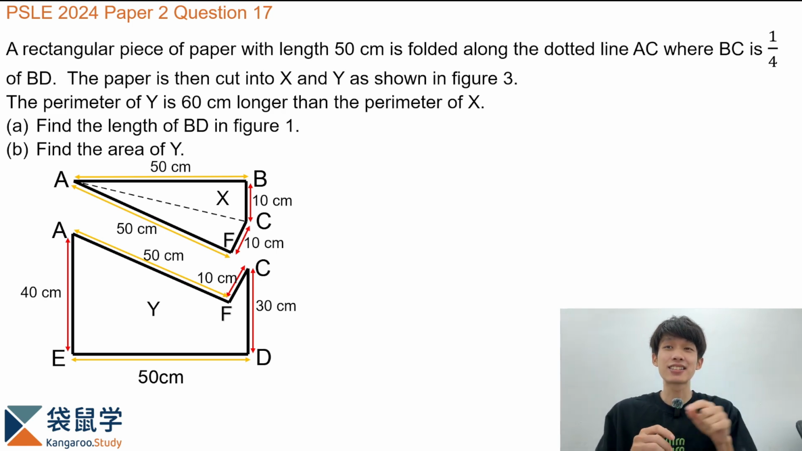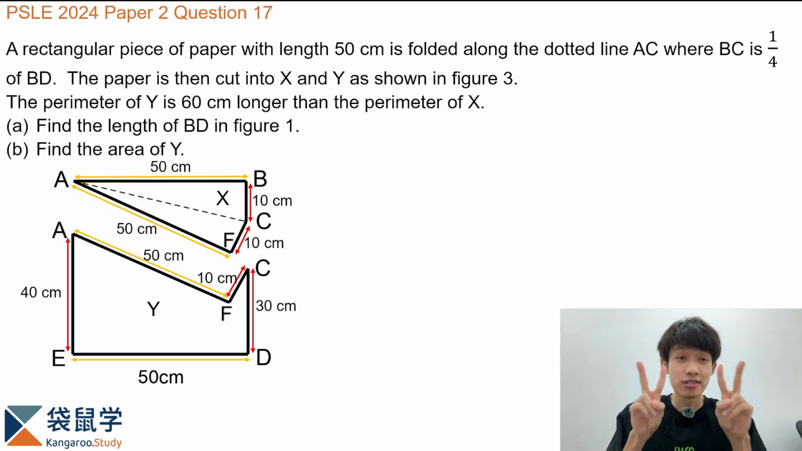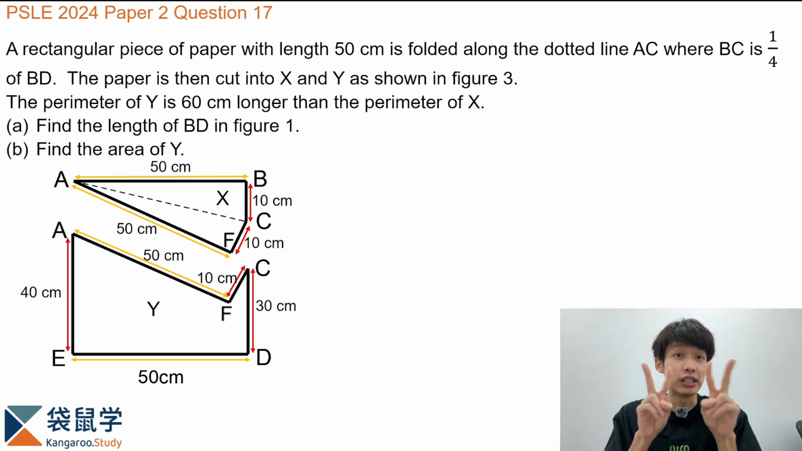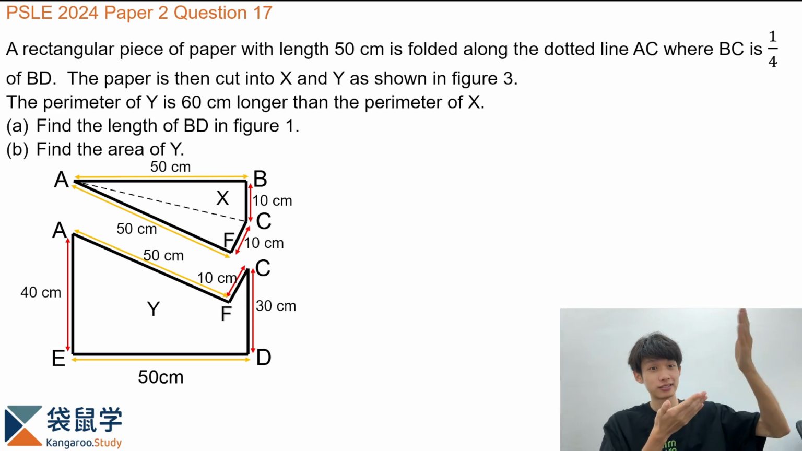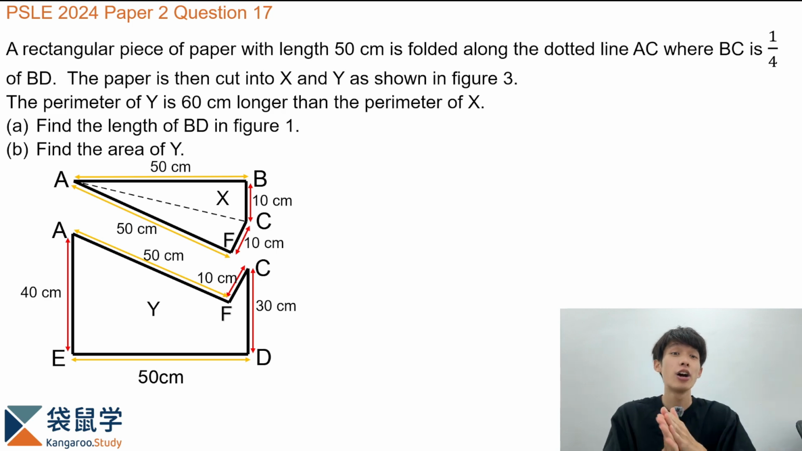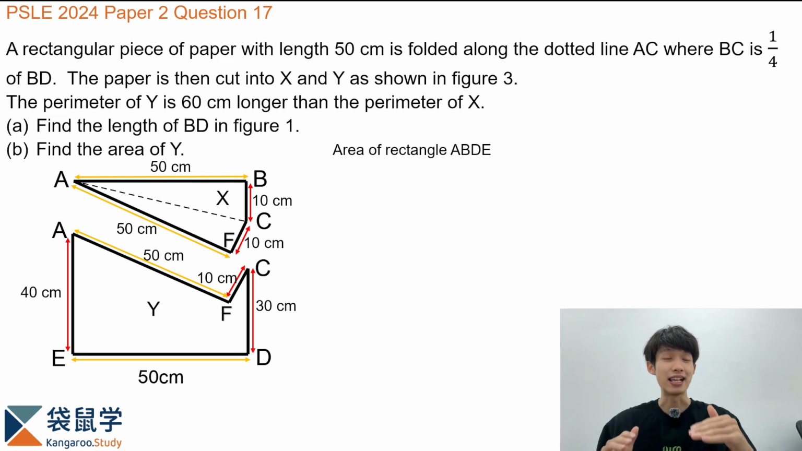But inside the X, what do we have? We have 2 triangles. And what should be the relationship between these two triangles? They are the same because they are folding, so the area will be the same. So in that case, first find the area of the rectangle ABDE. The calculation is just length times width. So 50 times 40 gives us 2000 centimeters squared.